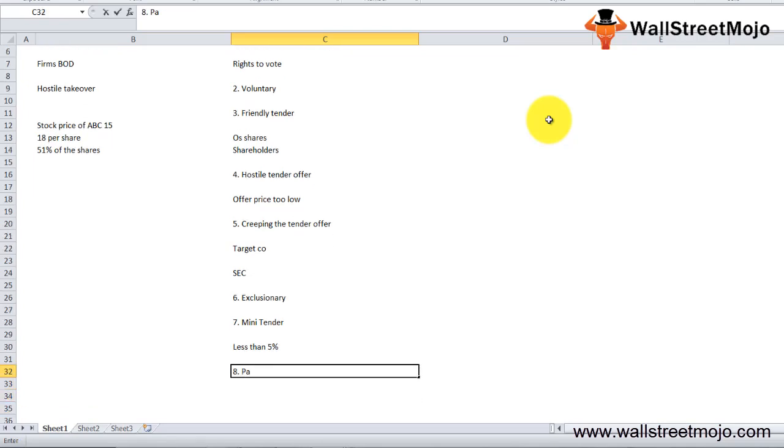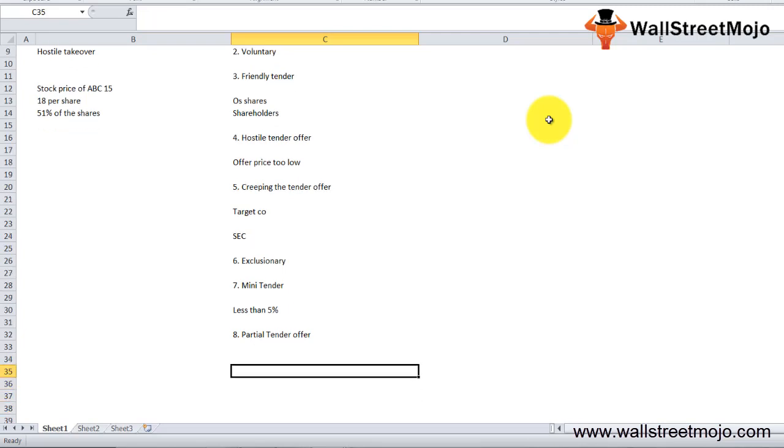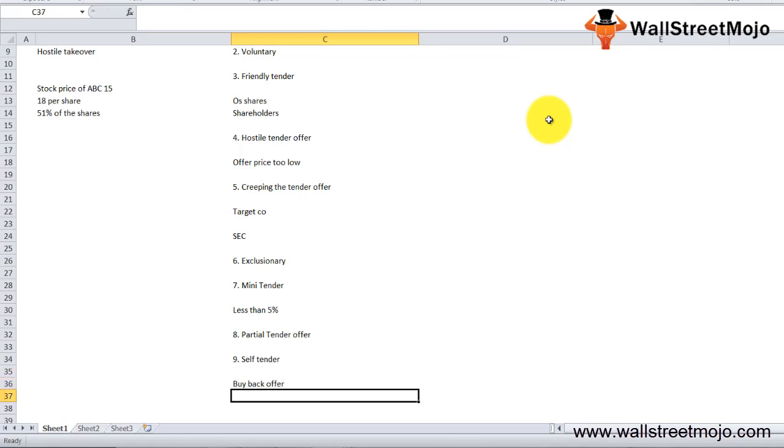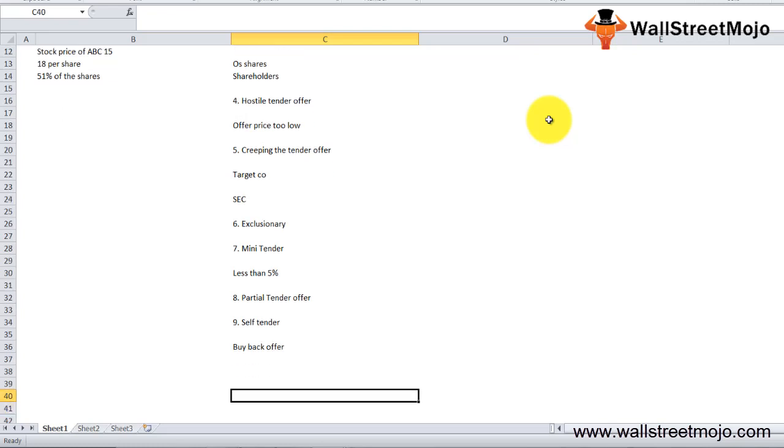We then have the partial tender offer. This is an offer to purchase some but not all of the shares of the company. Next is the self tender. It is an offer by the firm to its shareholders to buy some or all of the shares, which they will purchase back after some time. This is also referred to as a buyback offer and can be a tactic to prevent a hostile takeover or to make it more difficult.